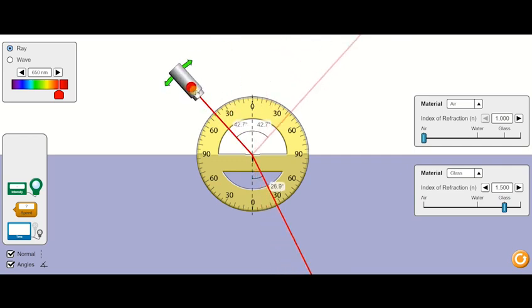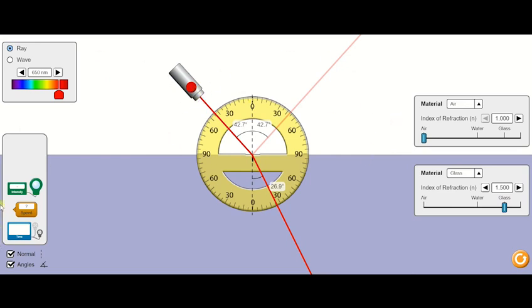Now there is one more property of light called refraction, that is the bending of the light ray. Here you are able to see this is the reflected ray, and this one that is going down into another medium is said to be the refracted ray. We know that the bending of the light ray is mainly due to a change in its velocity.